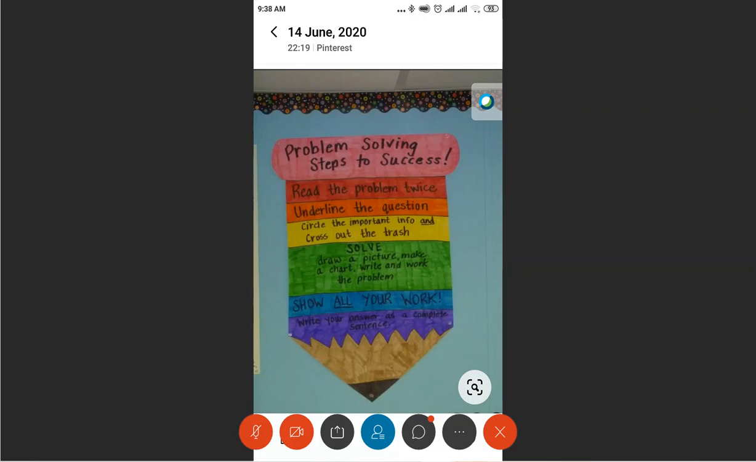Then you have to solve: draw a picture, make a chart, like last time we drew pictures. Likewise, you can draw any pictures to make it easy for you. Then show all your work. Write the answer properly at the bottom. First read, then underline the question and circle the key terms. Then plan to solve, execute, and write the answer in a complete sentence.